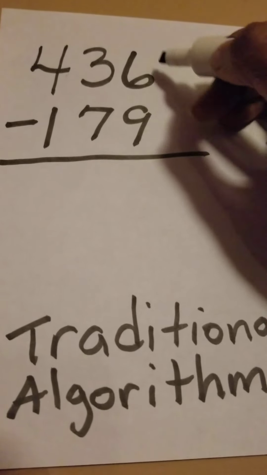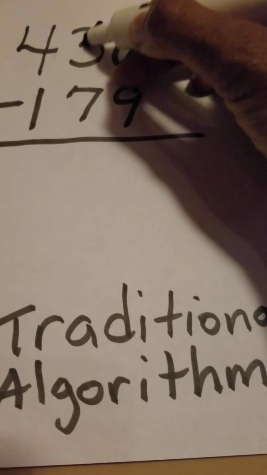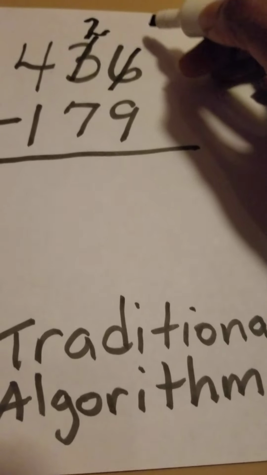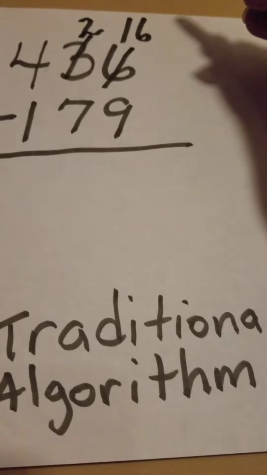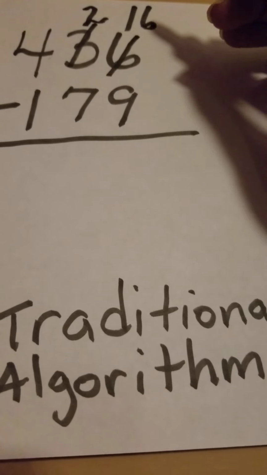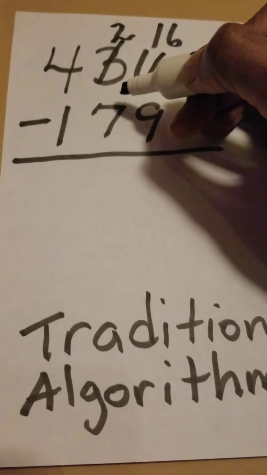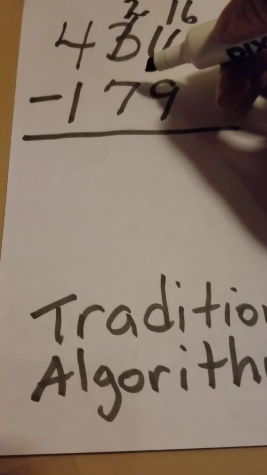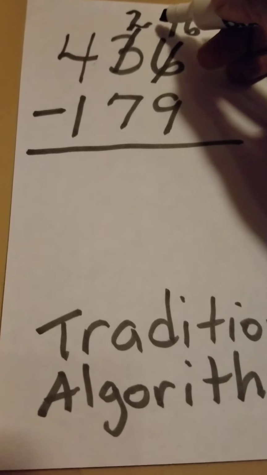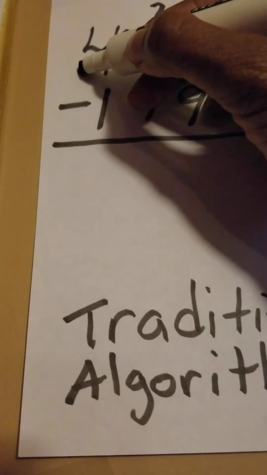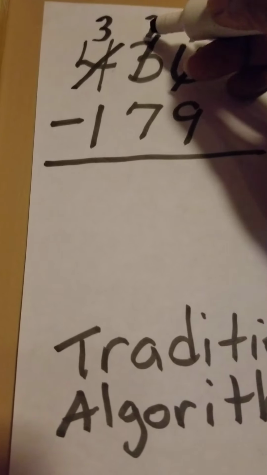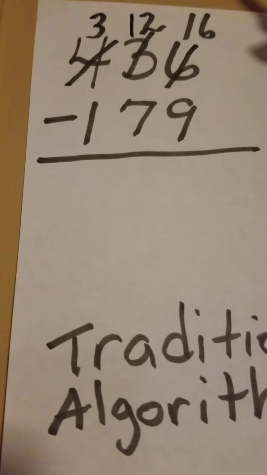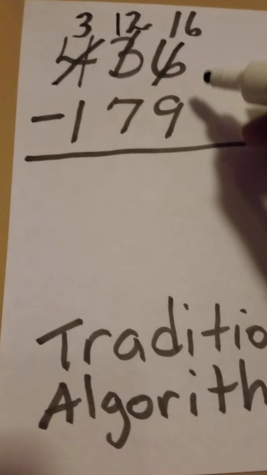You don't have enough, you have to borrow. So when you borrow from here, it becomes a 2. Then the 6 becomes a 16 because you took away a 10 and gave it to the 6. Now you don't have enough here in the tens place because you cannot take 7 from 2, so you have to borrow from the hundreds place. So the 4 now becomes a 3, and you have to now give that extra 100 to the tens place. So now you're ready to subtract.